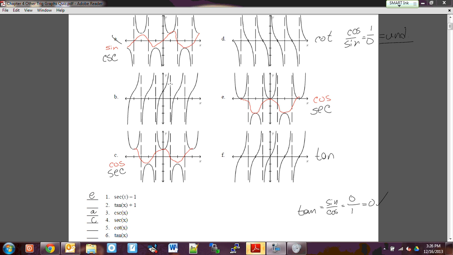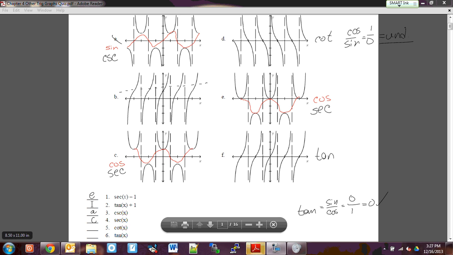Now we've got to look at this strange case here. Well, it appears that it has just been shifted up. I missed 1 unit. Okay, I was supposed to go through there. Okay, it looks like it was just shifted up 1 unit. So let's go down and look. Do we have any tangent graphs shifted up 1 unit? Well, yes, we do, right here. So we know that this has to be B.